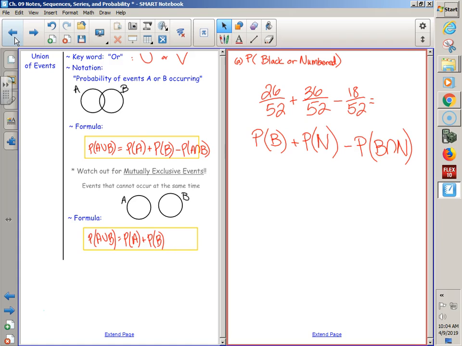But if they're mutually exclusive, if it's a 3, it's not even. If it's an even, it's definitely not 3. If it's 1, it's not the other. There's no overlap. I don't need to subtract. But long story short, or, what operation? Always addition, maybe subtraction. And, what operation?